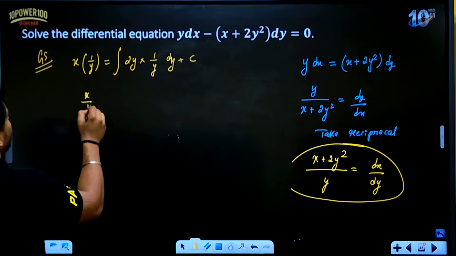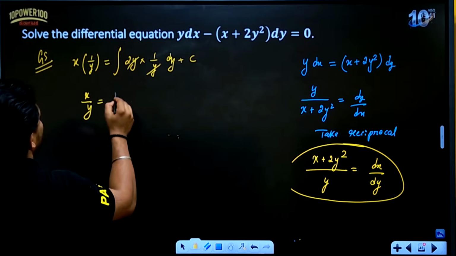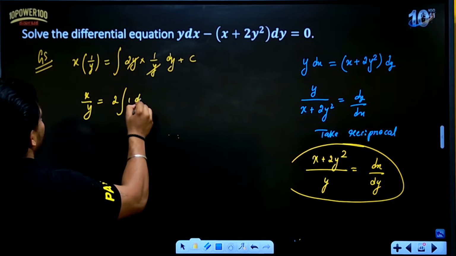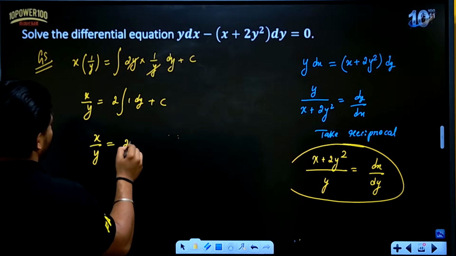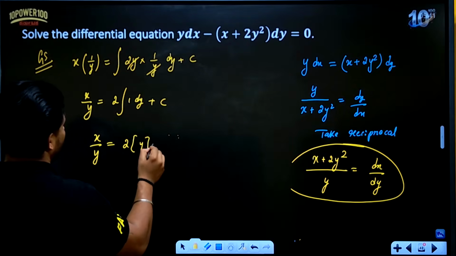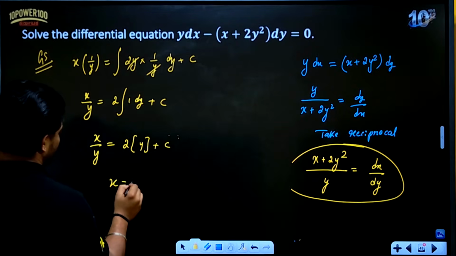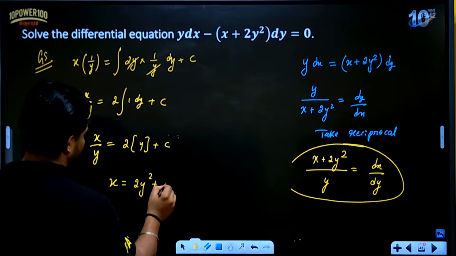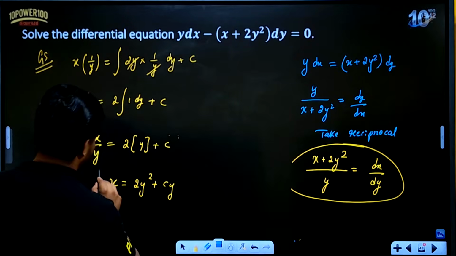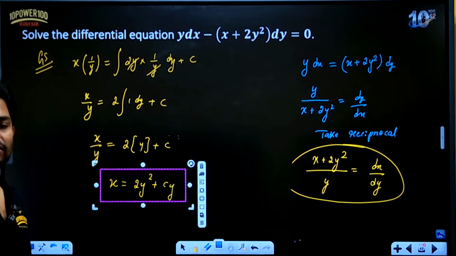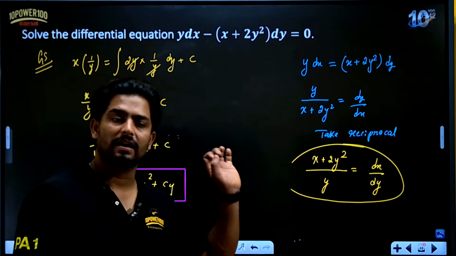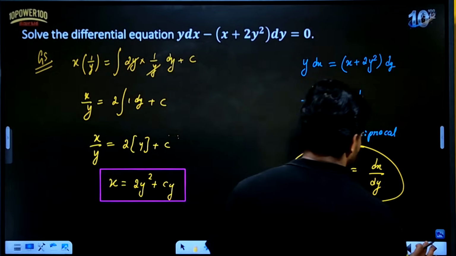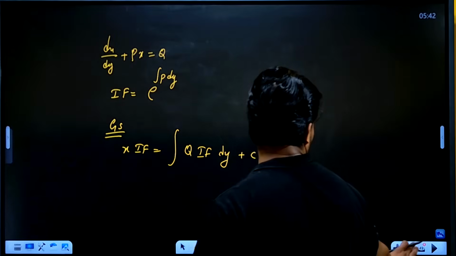So x by y is equal to, y cancels, so into integration of 1 dy plus c. So x by y is equal to 2 into y plus c. So now x is equal to 2y square plus cy. So this becomes the final answer. I know how many of you will remember this, but this is also one part of the 5 mark question, children, so learn it. So this is about this format.